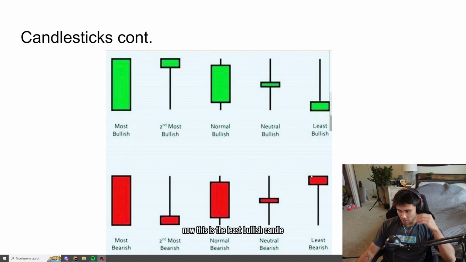Now, this is the least bullish candle. This is the least bearish candle. This is the least bullish because you can see we came all the way up here. Sellers pushed us back down. Least bearish, you can see because sellers pushed us all the way down here, but then buyers came in and pushed us all the way back up.